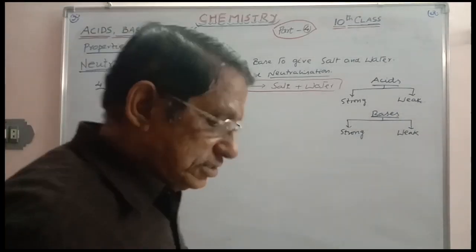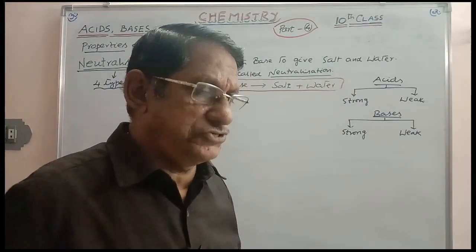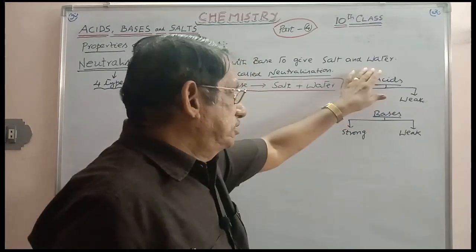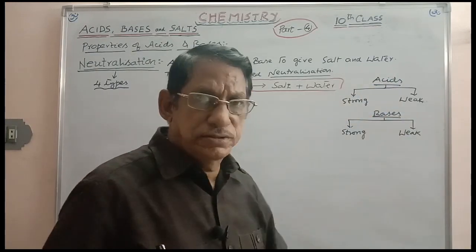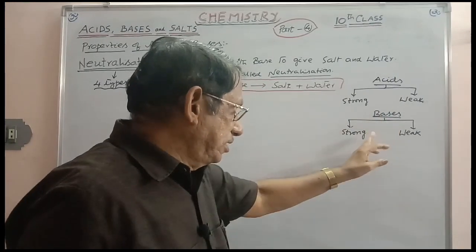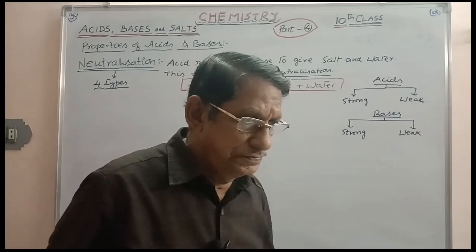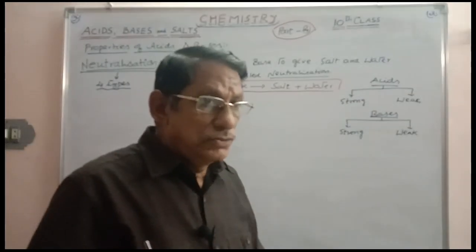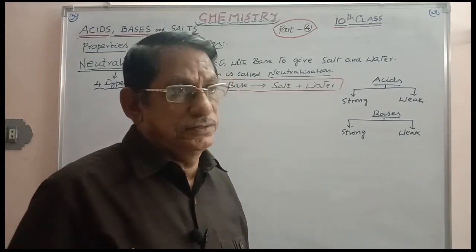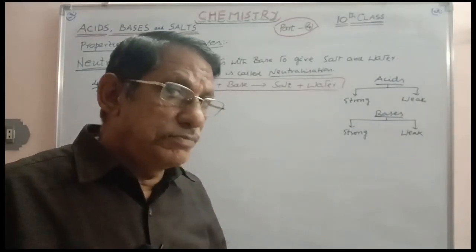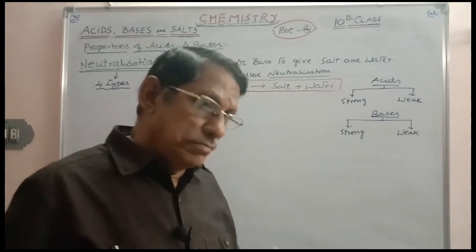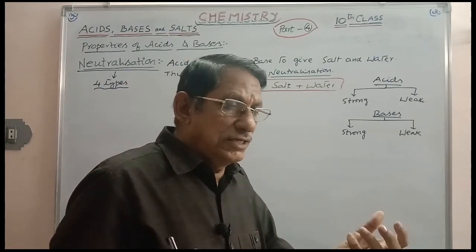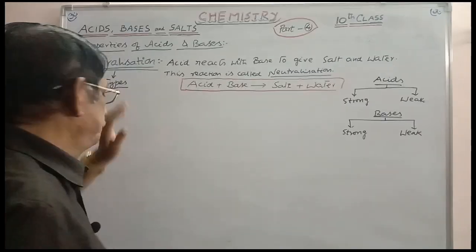Now let us consider the types of neutralizations. Acids are two types, strong acid, weak acid. Bases are two types, strong bases, weak bases. And so basing on this, if you take neutralization, which type of acid is participating and which type of base is participating, neutralization can also be divided into four types.